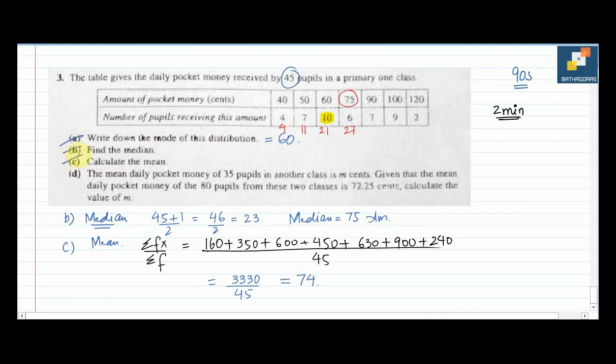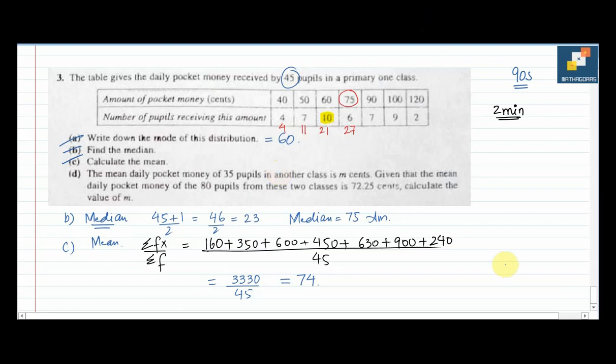In the last part, it says the mean daily pocket money of 35 people in another class is m cents. Given that the mean daily pocket money of the 80 people from these two classes is 72.25 cents, calculate the value of m.